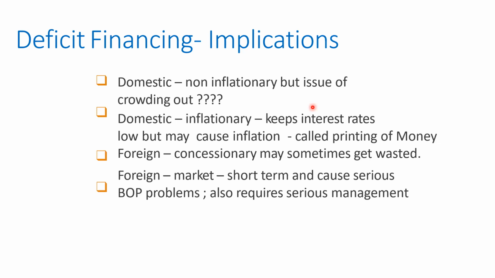Foreign concessionary funds may sometimes get wasted. That's the other main thing when we get concessionary financing. If our political indicators are very bad, automatically, due to corruption and non-transparent ways of spending, this money will get wasted. That's why the IMF is giving so many conditions to satisfy before providing the loan.